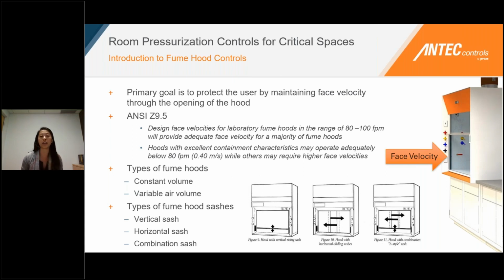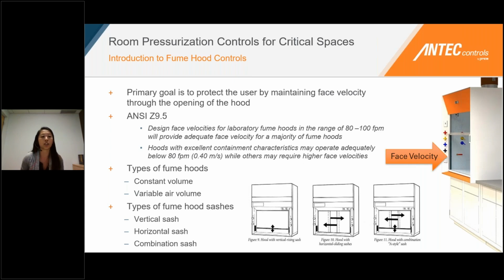So again, if the fume hood is properly sealed and has good performance characteristics as defined by the hood manufacturer, it may be able to operate as low as 80 feet per minute, but it really does depend on the performance of the fume hood and the requirements there. If any of you were able to attend the session yesterday that Matt presented with Greenheck, he introduced two different types of fume hoods, constant volume and variable air volume fume hoods, and I'll touch on that a little bit today as well.